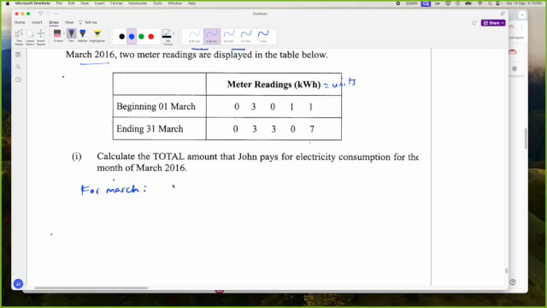he used 3307 minus 3011, and he used 296 kilowatt hours. So remember, this was the amount of kilowatt hours that his meter was at for the beginning of March, and this is the end of March. So if you subtract the two, this is the amount that he will use for March.